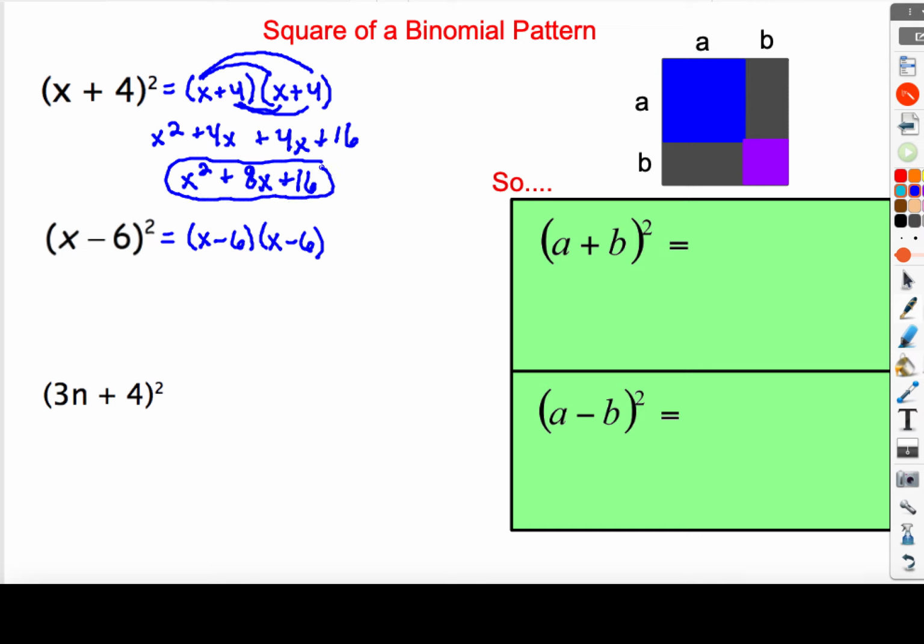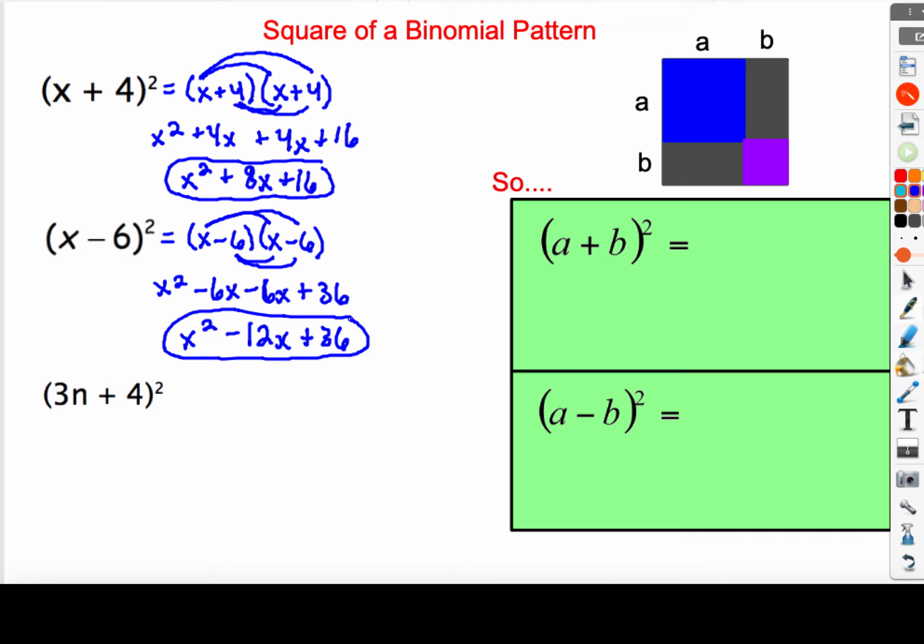Let's see if the same thing happens in the middle one here. x times x would have been x squared. Then we get a minus 6x, another minus 6x, and a plus 36 here, so a perfect square on the end. And again, we get our x squared. We double the middle instead of disappearing, and then we get 36 when we're done. Well, let's see if that happens on the last one as well.